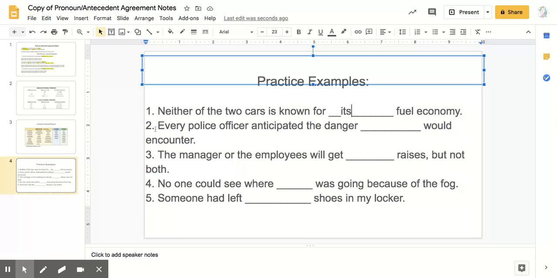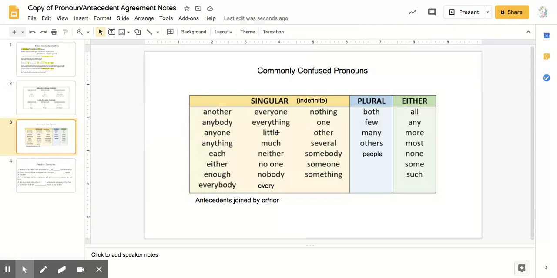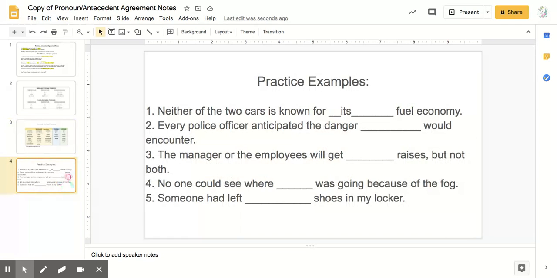Okay, for number 2, every police officer anticipated the danger blank would encounter. I see the words every police officer. It looks like that's my subject. What am I going to rename? Every right here is on my singular list. Also, when I look at police officer, I do not see a plural S. So this looks to me like it's going to be singular. So I need a singular pronoun right here.